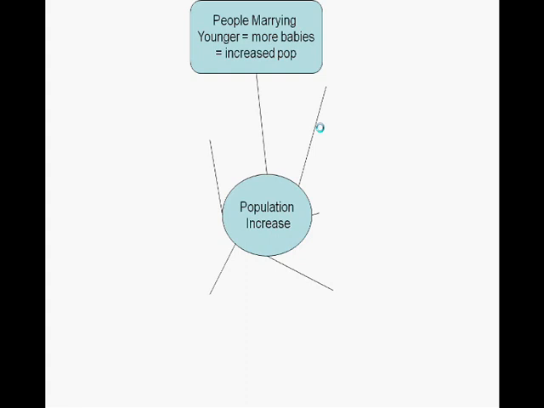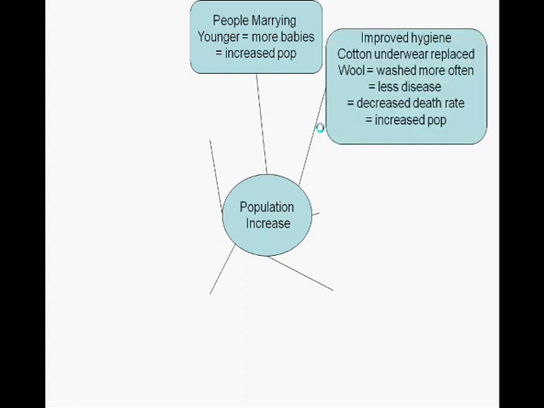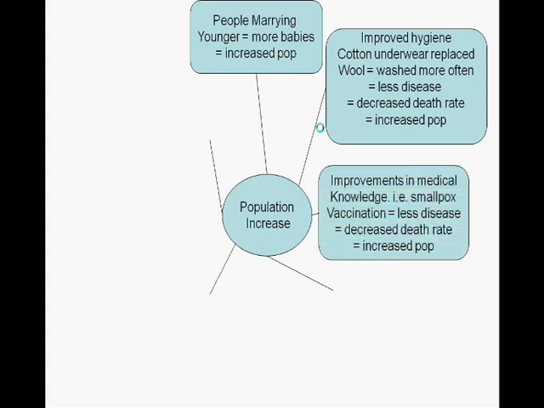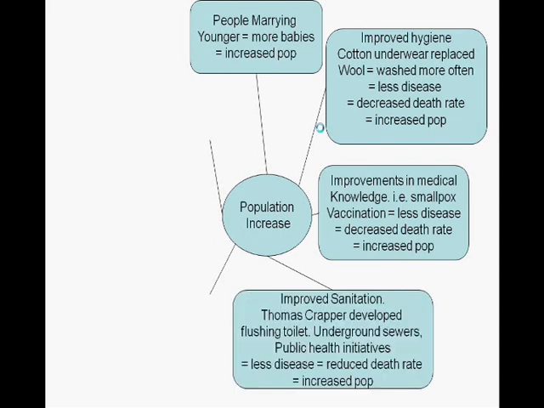So people marrying younger meant there were more people had more time to have babies, so therefore that increased the population. Improved hygiene, cotton underwear replaced wool, which meant it could be washed more often, which reduced the amount of disease, which decreased the death rate, which meant population increased. Improvements in medical knowledge, i.e. smallpox vaccination meant there was less disease, decreased the death rate, which increased the population.